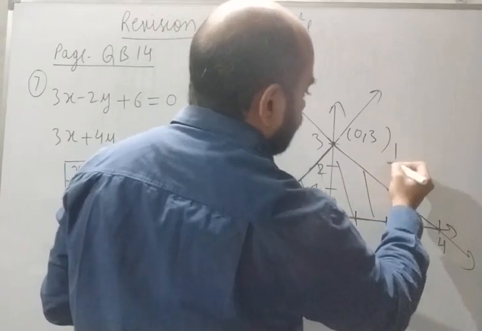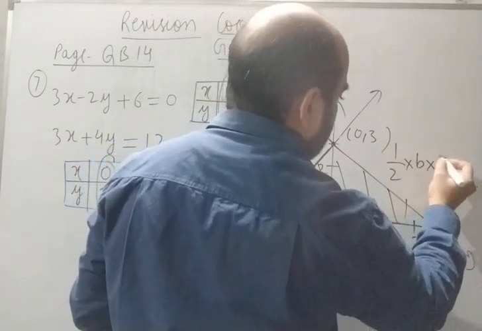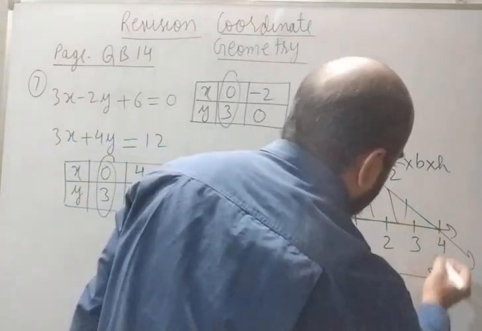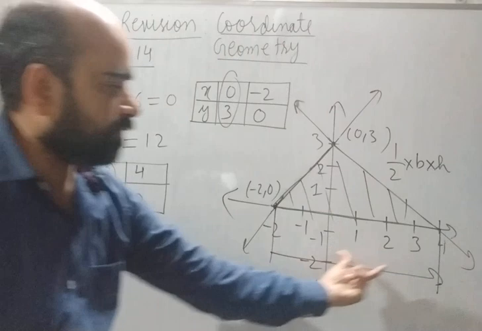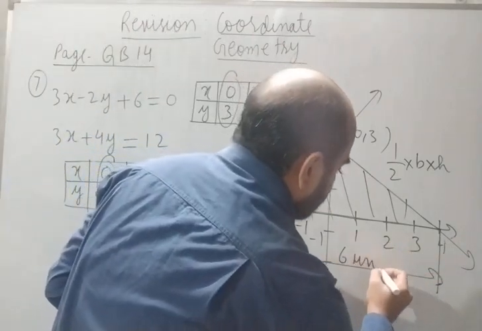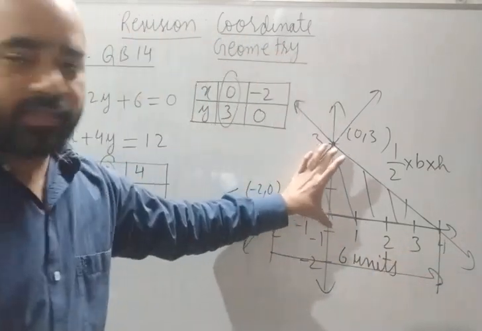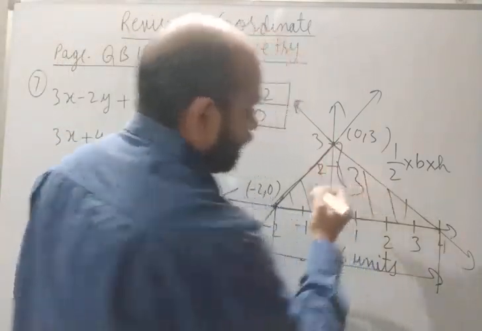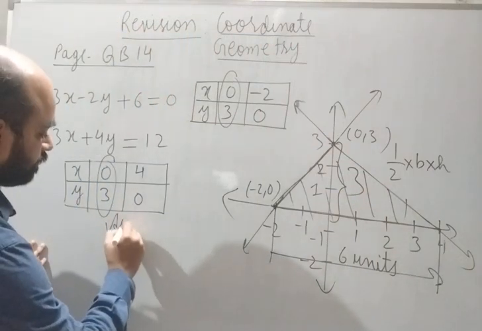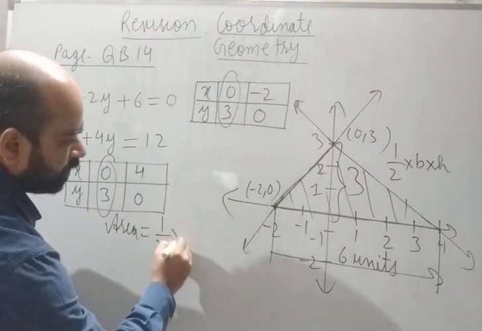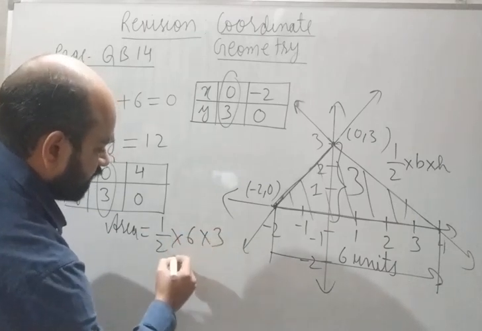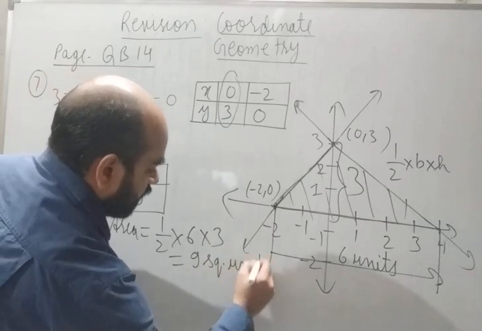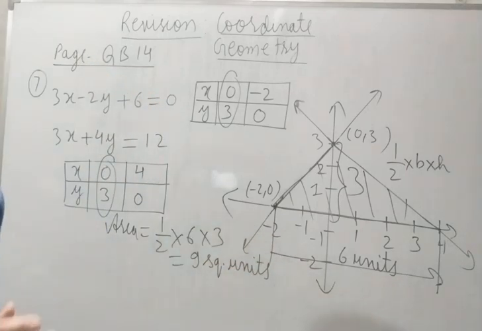So area is 1 upon 2 base into height. Correct? What is the base if you will take? See, this is the base. So what is the length total? 2 units, 4 units. It means 6 units. This is height from the vertex. It is the perpendicular. So this is already 3 units. Correct? So area will be 1 upon 2 into base. Base is 6. Height is 3. It means 9 square units. Correct? Clear how to identify the triangle?